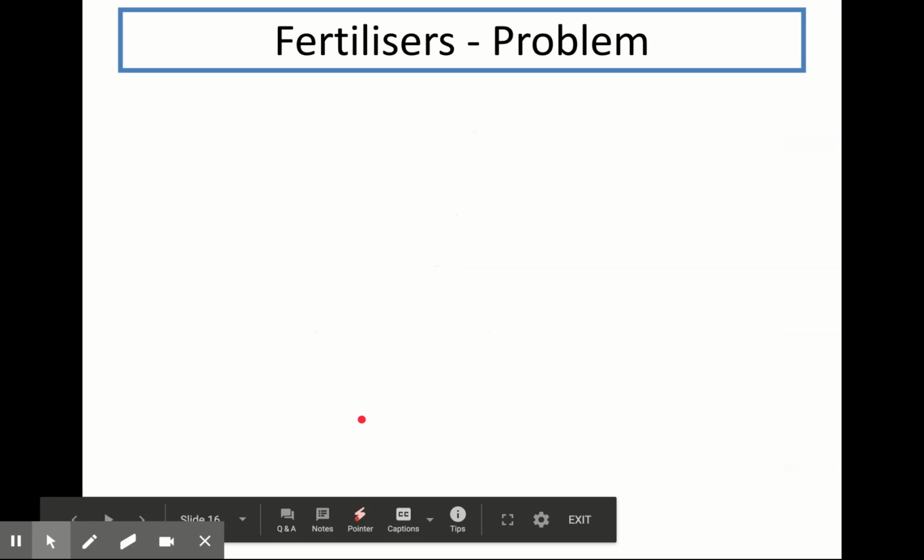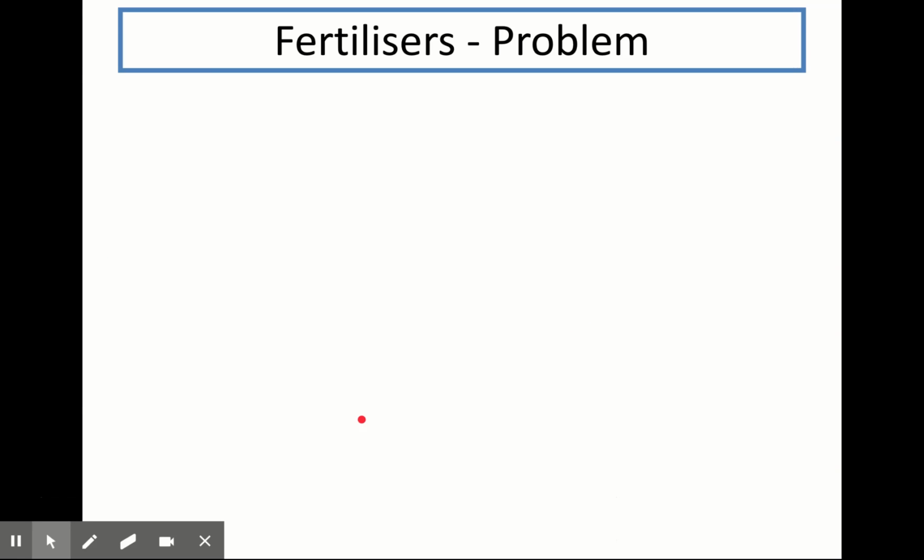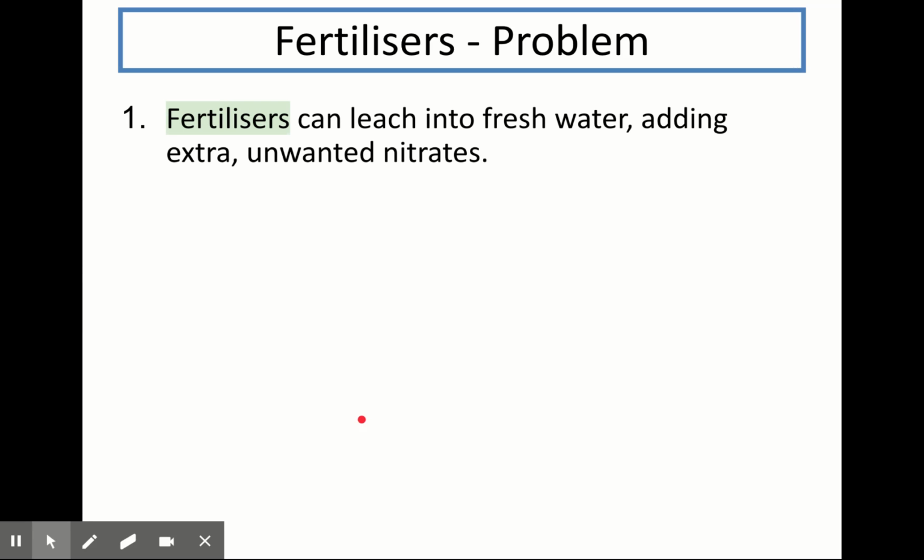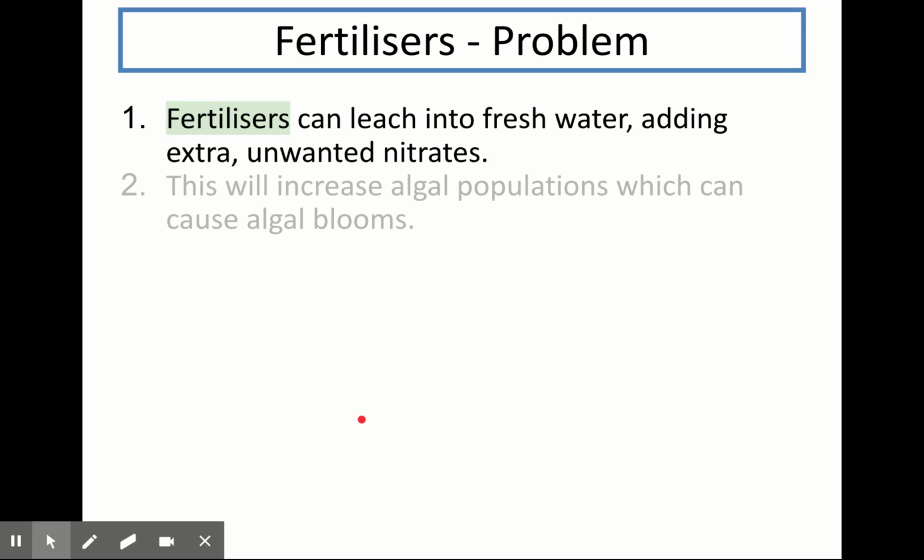Now, it's really important that you can put all of those stages I just talked about in the previous slide into words, because this is a really common extended response question. So if you're asked about problems with the overuse of fertilizers, you could say that fertilizers can leach into fresh water, adding extra unwanted nitrates.